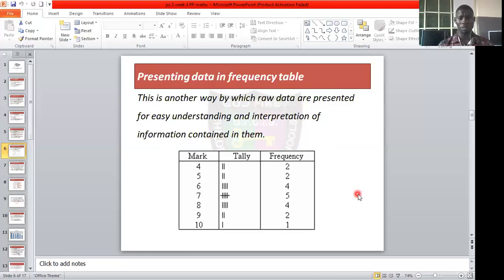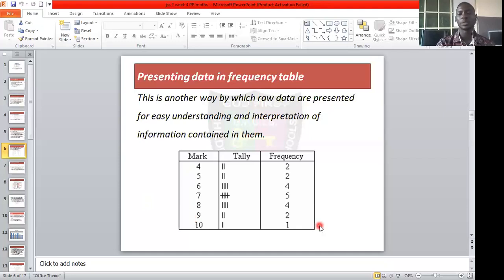Probably we'll talk more about the tally, but let me just take you through it. Look at this now. This is the information, the data. How many times does 4 appear? Twice. How many times does 5 appear? Twice. 6 appeared 4 times. This is frequency. 7 appeared 5 times. 8 appears 4 times. 9 twice and 10 once.